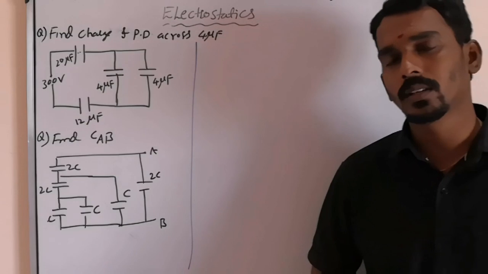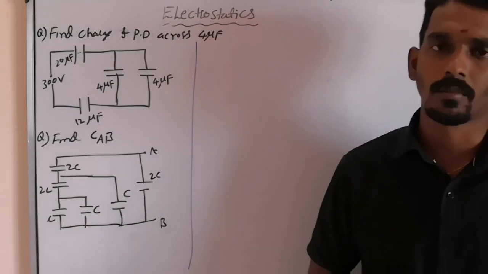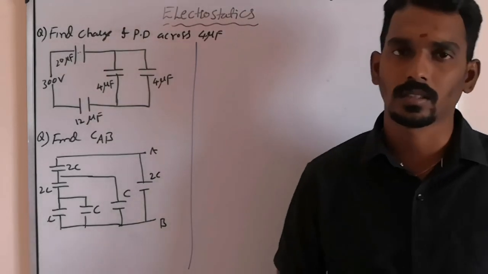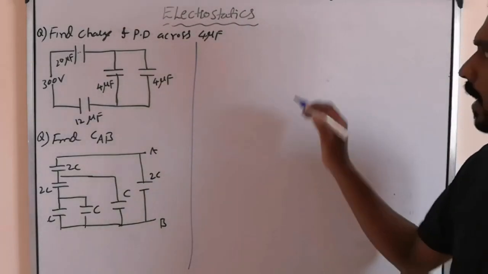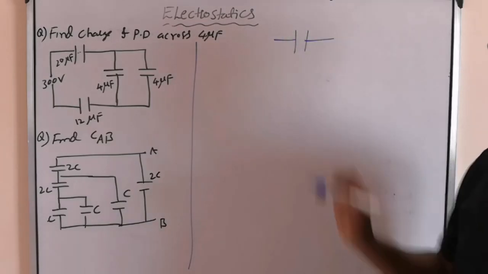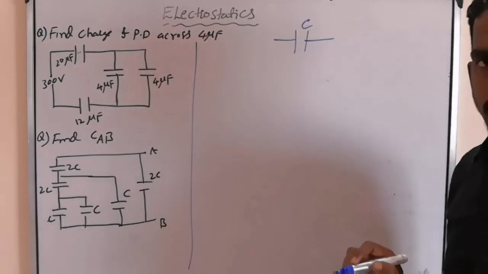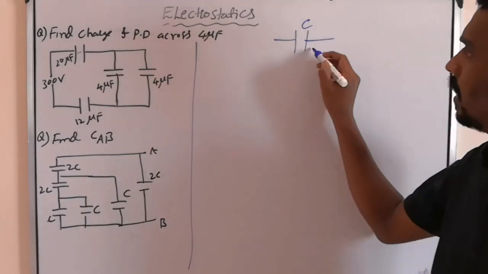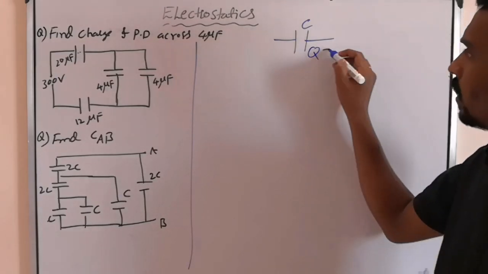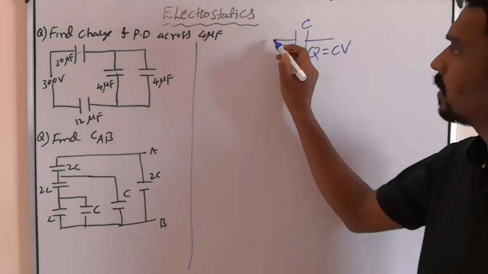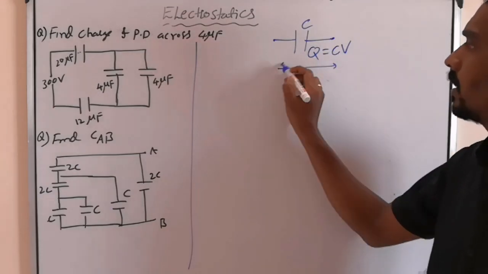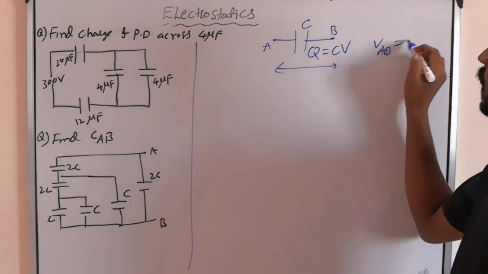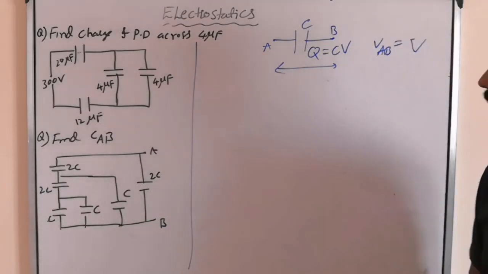Don't go for very big questions related to capacitor combinations. Always try to take simple and logical questions. If you consider a capacitor, the general representation is this, and the capacitance C is the capacity to store charge. The charge stored is Q equal to CV, where V is the potential difference across its ends. Like if A, B, then VAB is V.